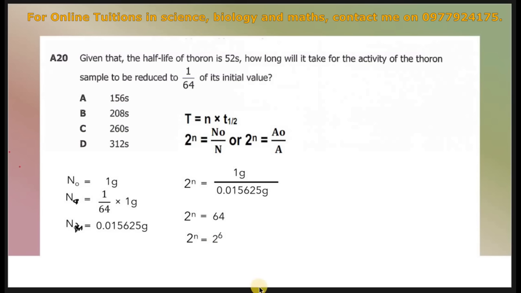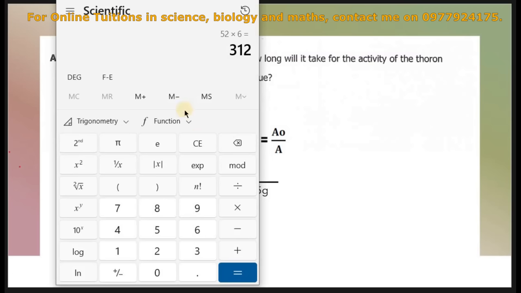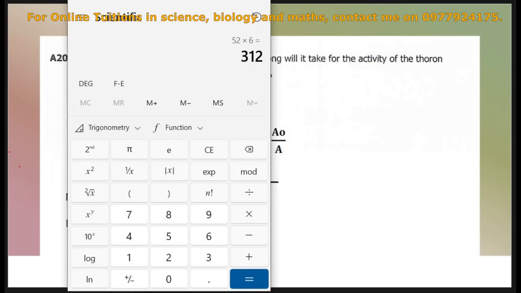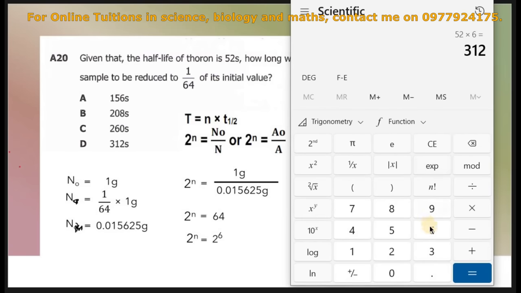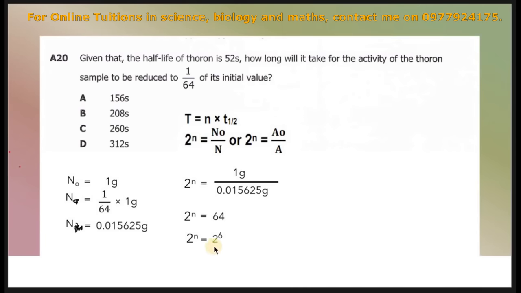Like if you did this on your calculator, say 2 to the power 6, what do you get? 64. So it is 6. So 6 will give you 64. 2 raised to 6 will still give you 64. Now, in index form, if the bases are equal, then the powers are equal. So in this case, we conclude that our N is equal to 6. So we have found N here.